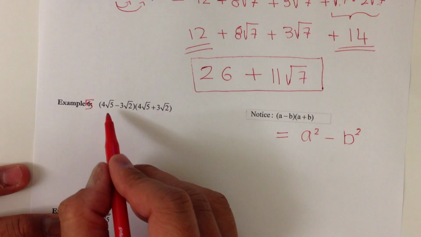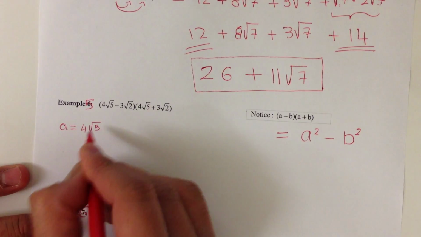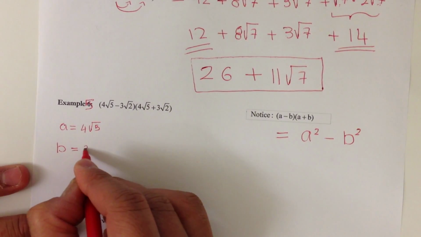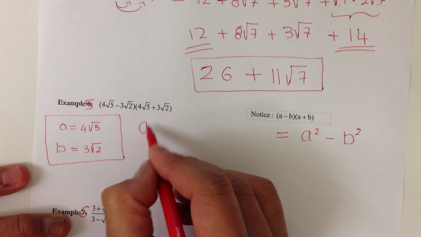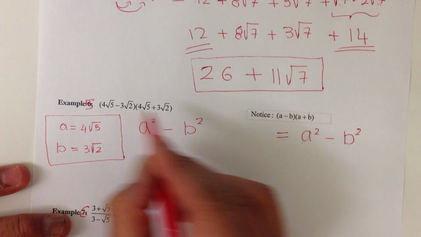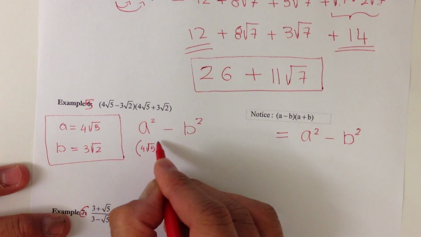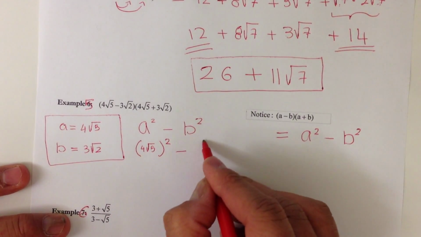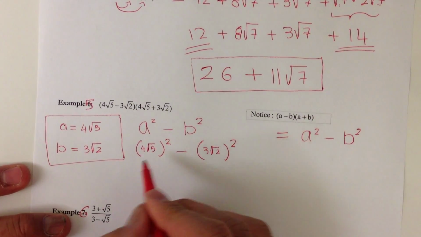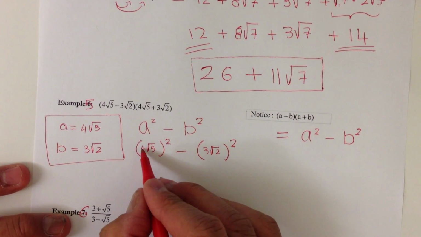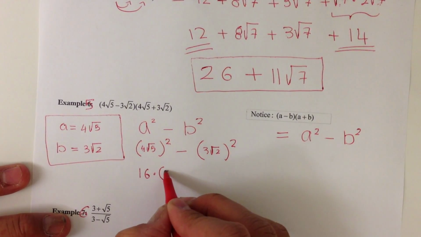Our a in this case is 4 rad 5, so a is equal to 4 rad 5. Our b in this case is 3 rad 2. The formula involves a squared minus b squared. So we're going to take 4 rad 5, square that, and then subtract 3 rad 2 squared. Now when you square 4 you get 16. When you square rad 5 you actually get 5.